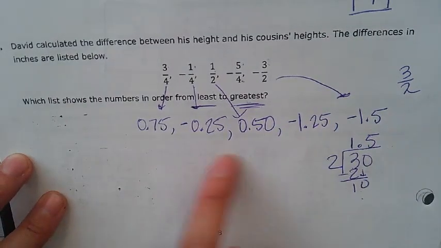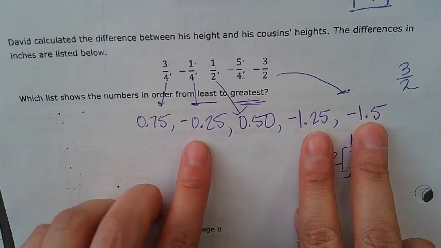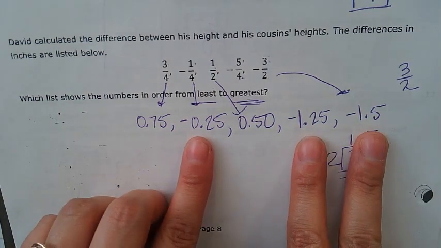Now, are we done? No. You have to order them. Very good. So, again, negatives and positives. Which ones are less? Negatives. So, let's focus on these 3 negatives. Which one will be the least?